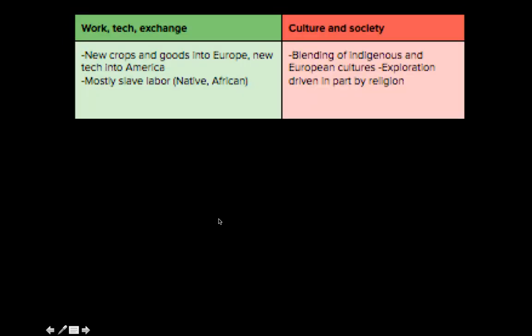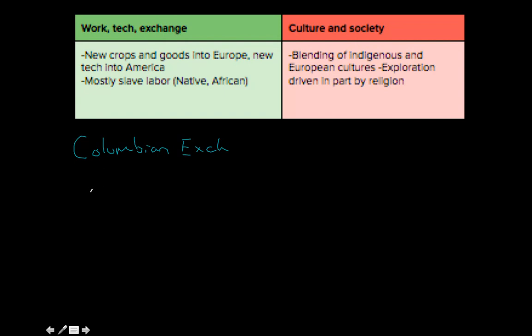Let's jump on over to the next set. Work, technology, and exchange. This is a really big one with this particular period. We've got the Columbian Exchange being probably our most important term or idea to be able to recall from this time. The Columbian Exchange. Remember, that's the exchange of goods from the Old World, Europe, to the New World, North America, and vice versa. Okay, so that's a critical thing that we see occur during this time.